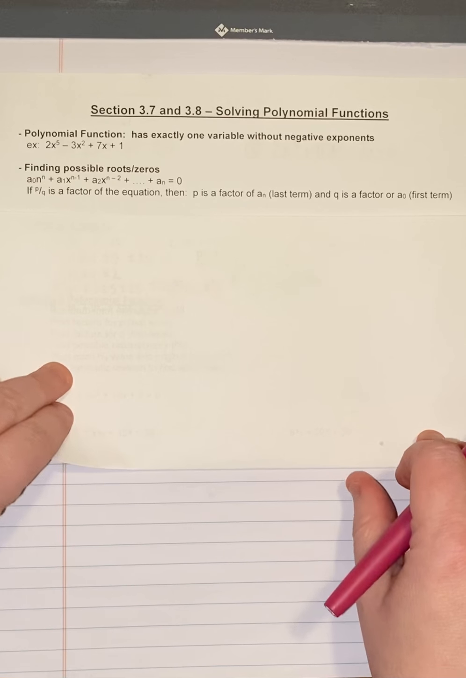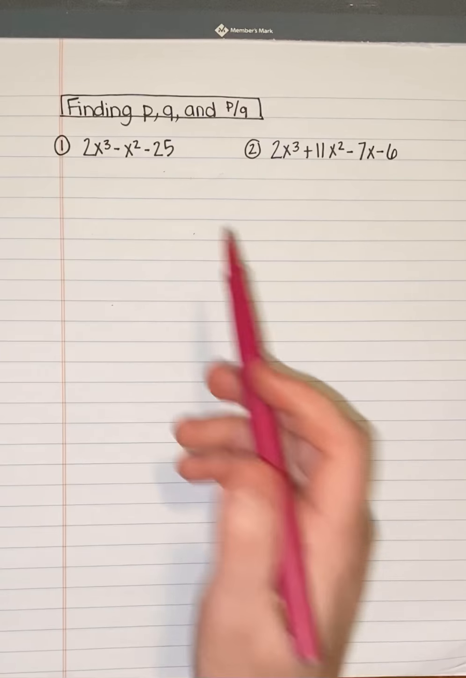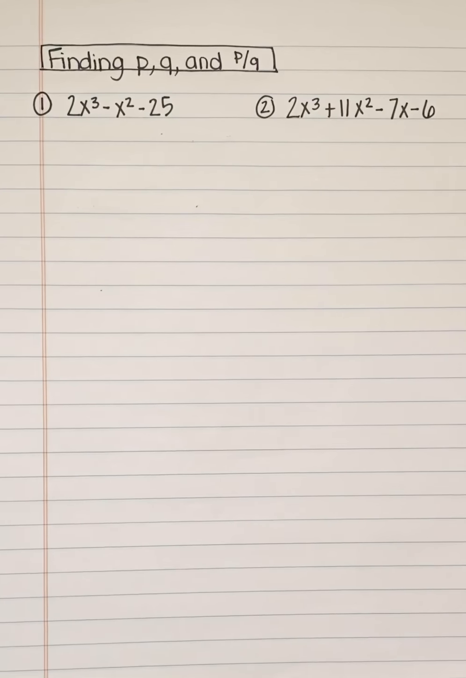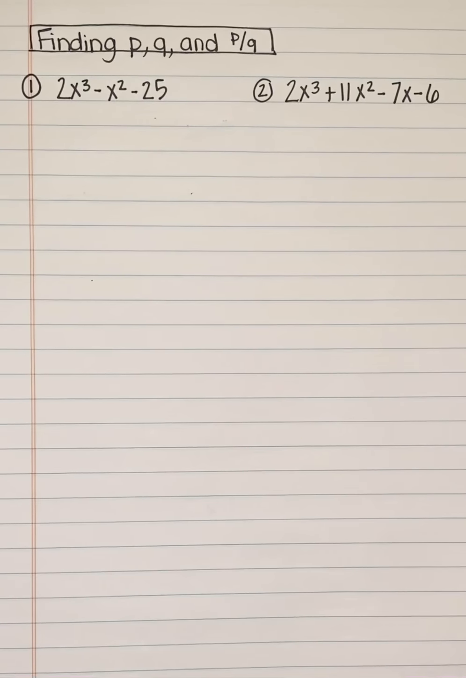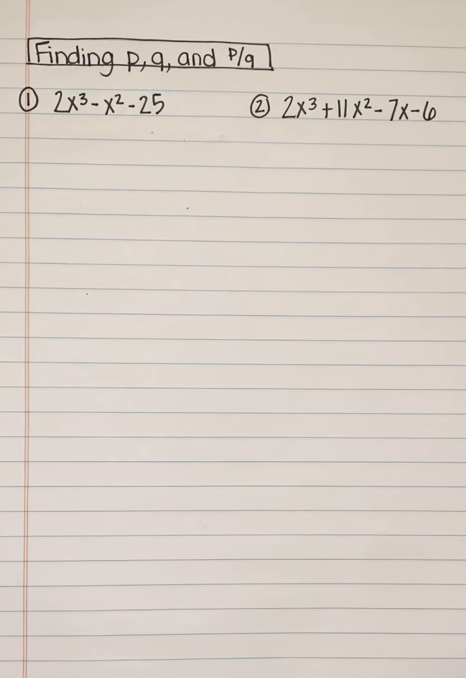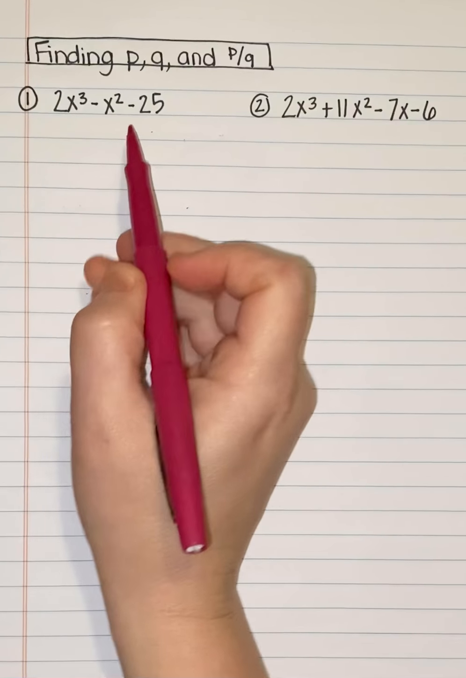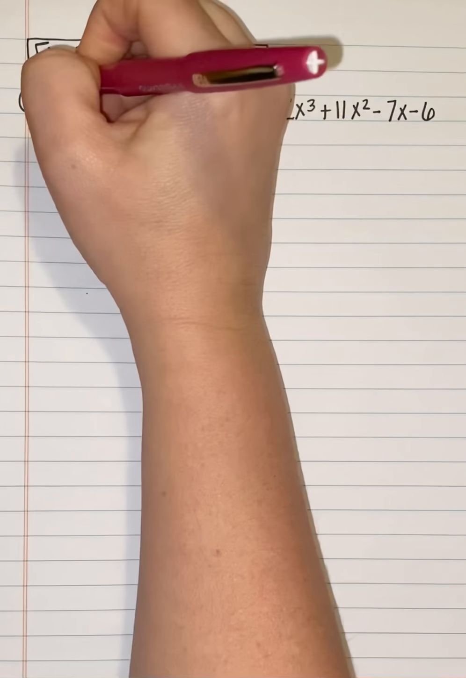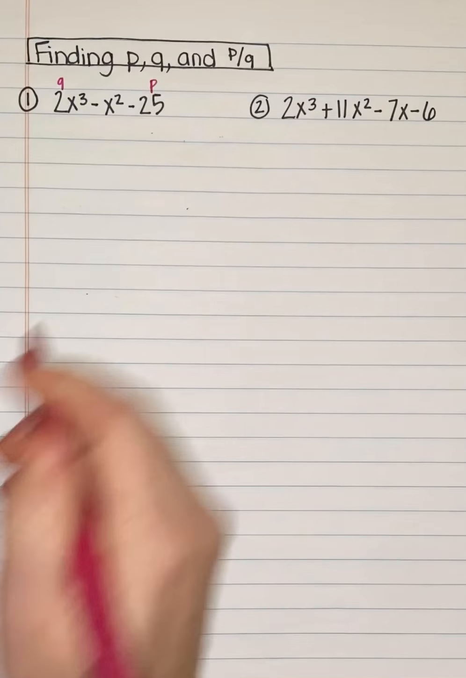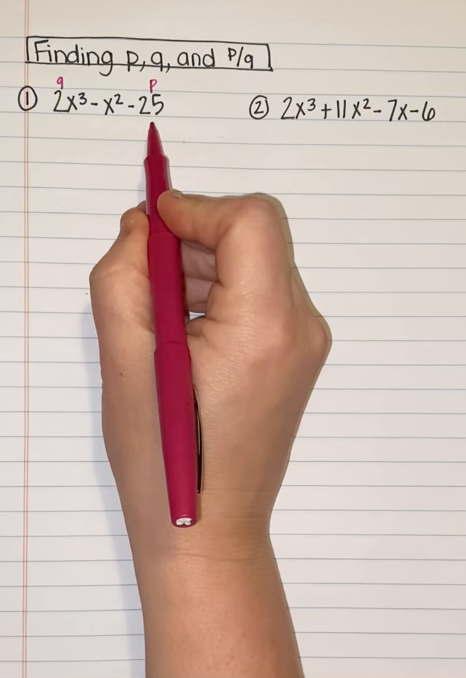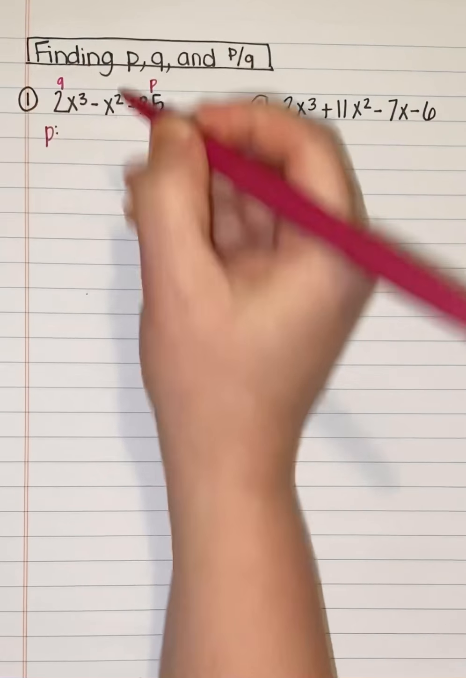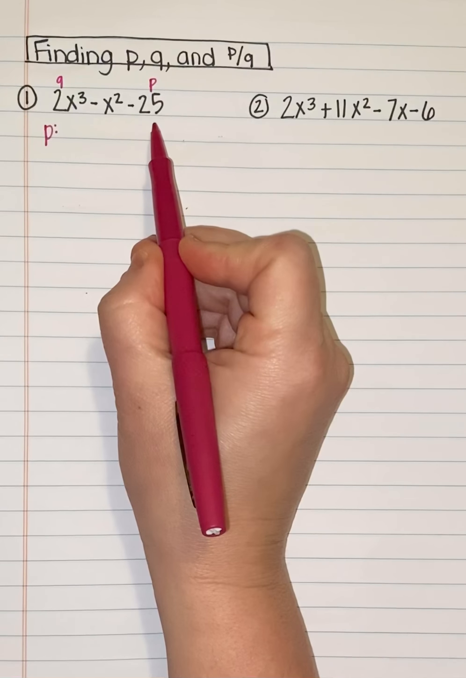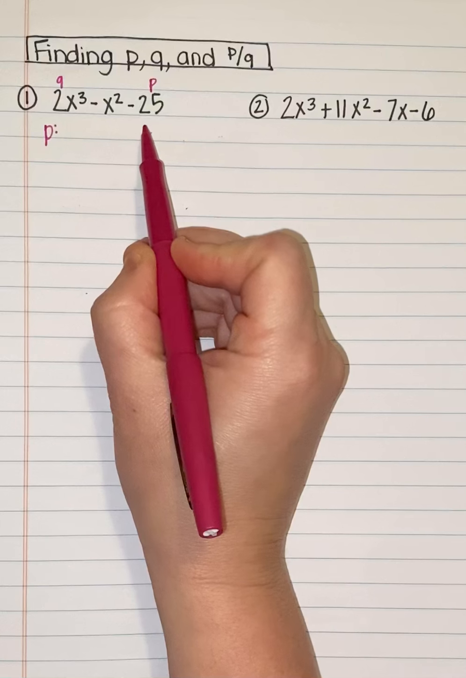So there's 3 problems right below here, and these are the first 2 problems that we're going to work with. Looking at these first 2 problems, I'm just basically finding P, Q, and P over Q. Looking at number 1 right here. My P, remember, is this last term. My Q is this first term. So this is my P, this is my Q. First thing I'm going to find is numbers that multiply to give me 25. So first thing, P. Numbers that multiply to give me 25. First obvious number is 1 times 25. Other things that multiply to give me 25 are 5 times 5.